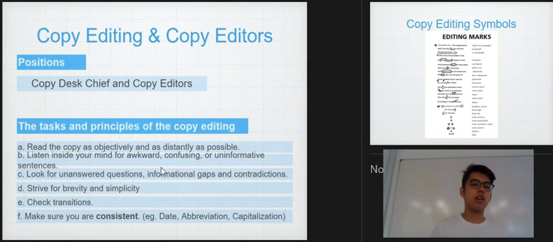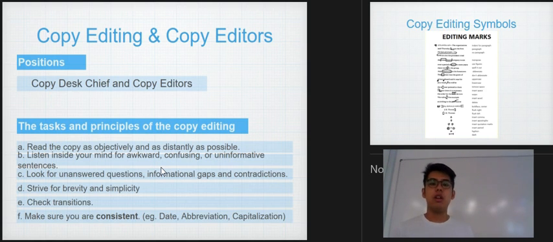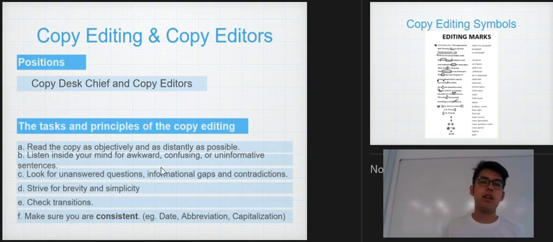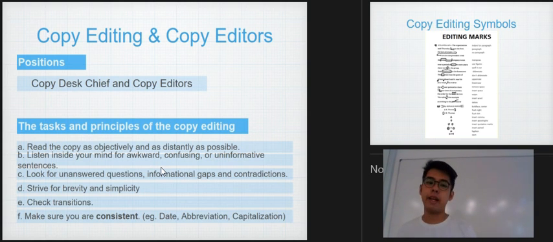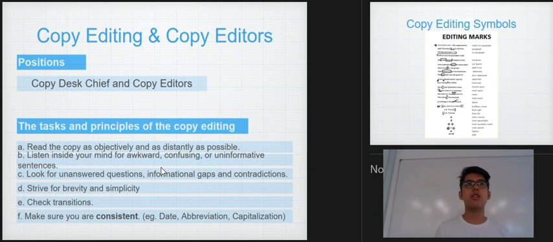The first thing is to read the copy as objectively and distantly as possible. Why do we need to stay objective? Because in my opinion, copy editors need to put themselves in a third-party position to ensure their objectivity. It's the way to make their work better. They need to be very sensitive towards the words and also the sentences. In that case, they can find awkward, confusing, uninformative sentences very quickly.